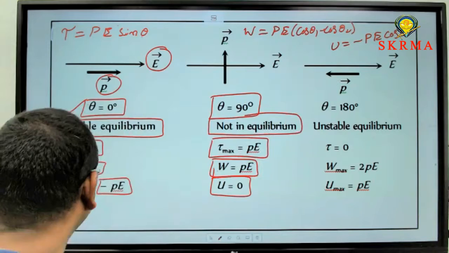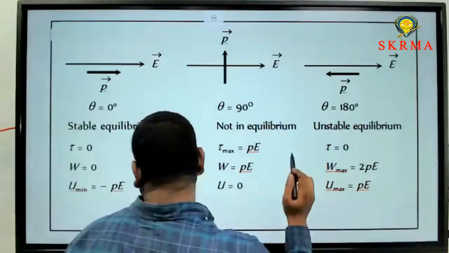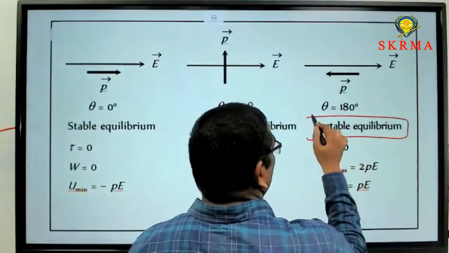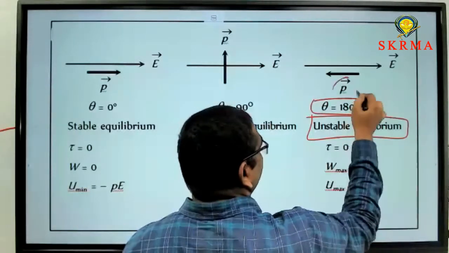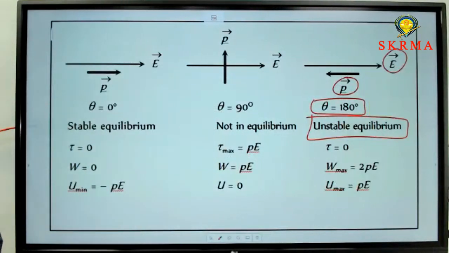Next one, 180 degrees. 180 degrees is nothing but unstable equilibrium. 180 degrees means dipole moment and electric field are opposite to each other.